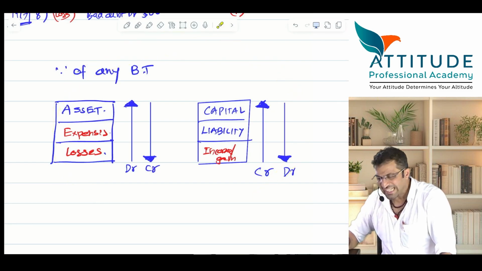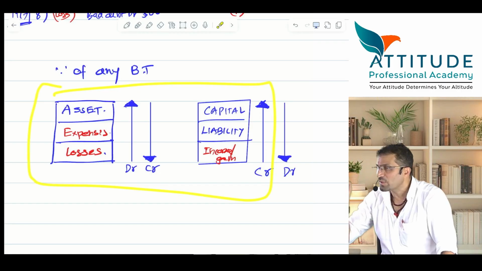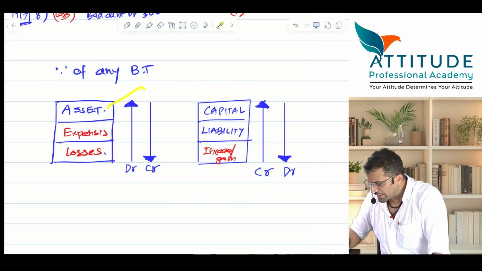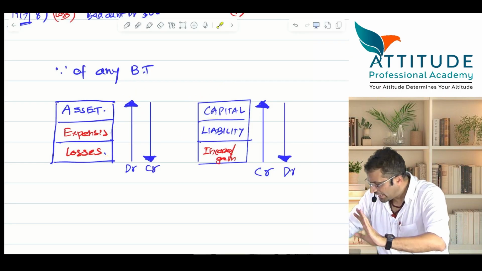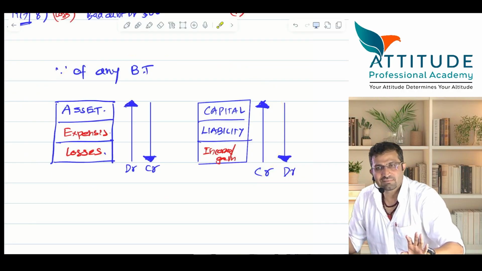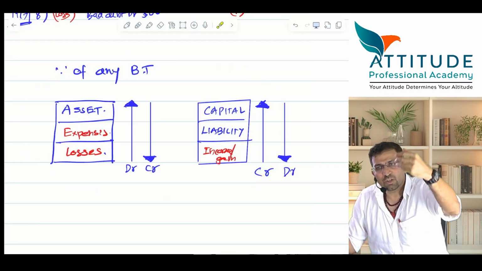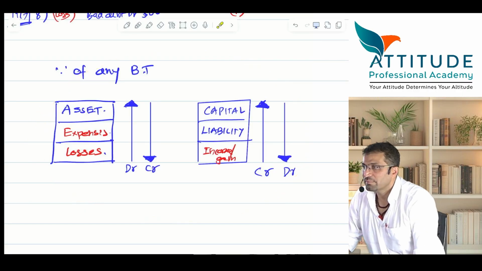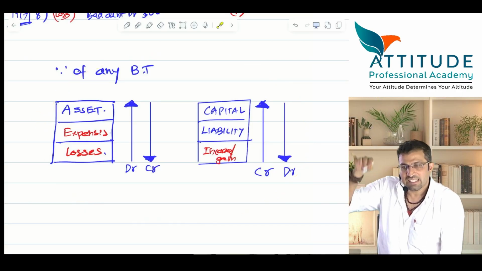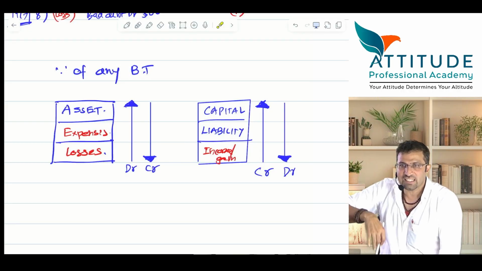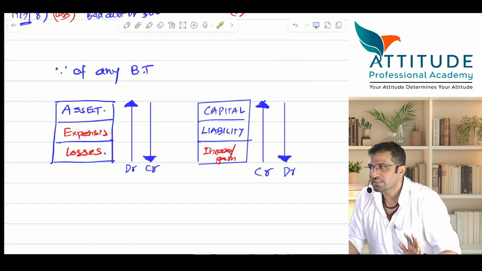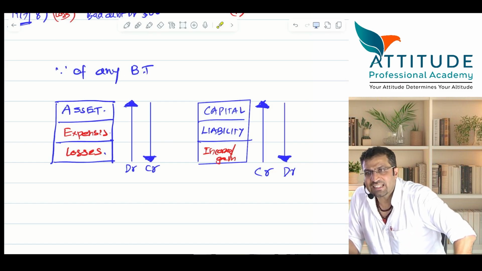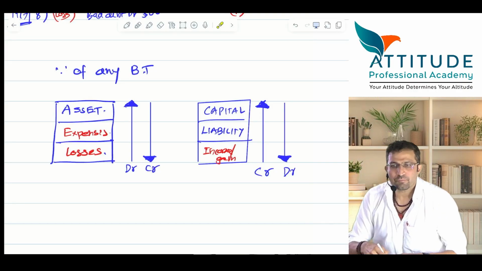And let me tell you, my dear friends, any transaction you take, any of these 6 accounts will get affected. Either asset will get affected, expense, loss, capital, liability, income. This will be the effect. Your game is only in these 6 items. You take small business, medium business and long term business, you will play only in these 6 items. Asset increase, decrease, liability increase, decrease, capital decrease, increase, expense increase, decrease, loss increase, decrease, income increase, decrease. You will play in this. These are the only accounts. Is it easy? Are you finding it easy? I have made it easy. I have absolutely made it easy for you guys.